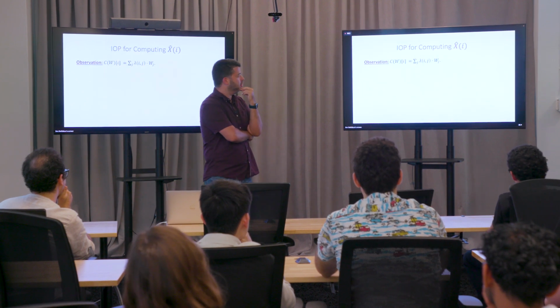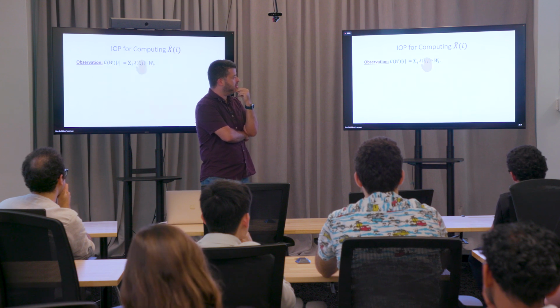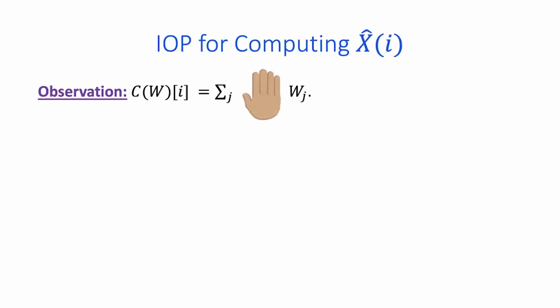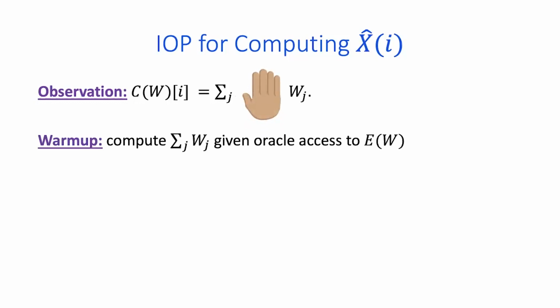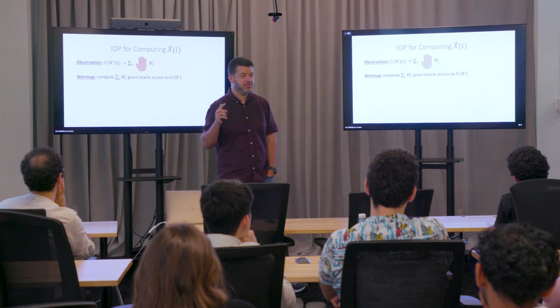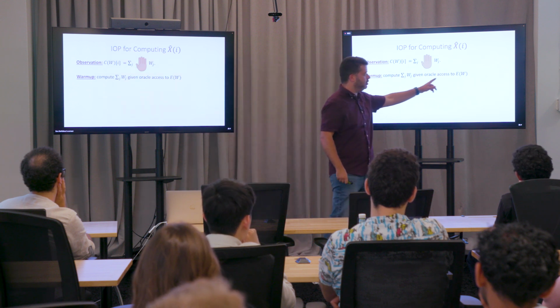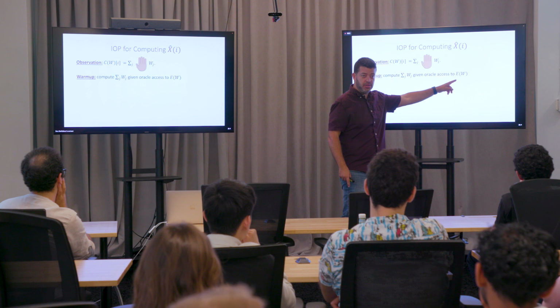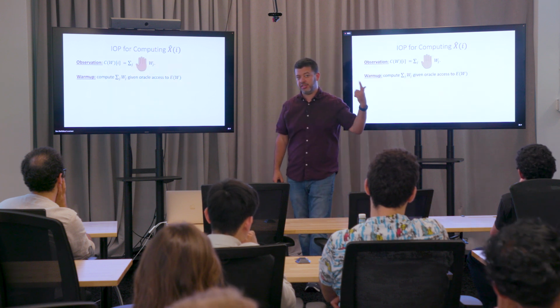That's pretty nice. So as a warm-up, let's hide these coefficients. If I hide the coefficients, my goal now is to compute the sum of Wj given oracle access to E of W, where E is the tensor of the linear time encodable code. It's the code that I'm using, and my goal is to compute the sum of the message inside. Any idea of how to do that? What we have is oracle access to a code that happens to be a tensor code word, and we're interested in computing the sum of the message inside.